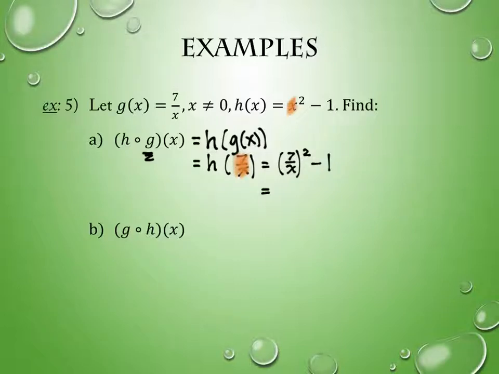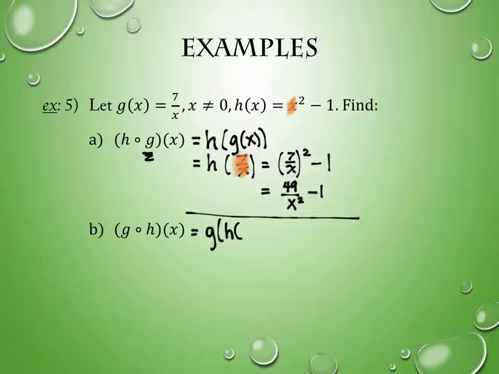I'm squaring, right? What's the numerator become? 49. And the denominator? Yeah, x squared. And then minus 1. That's it for that one. Like, it stops there. If you were asked to find domain, you would know that x cannot equal what? 0. Okay, we're going to do it in the other order.